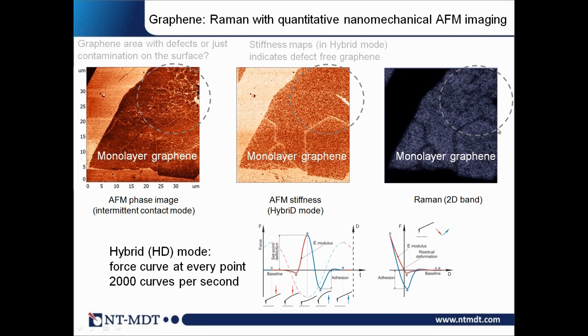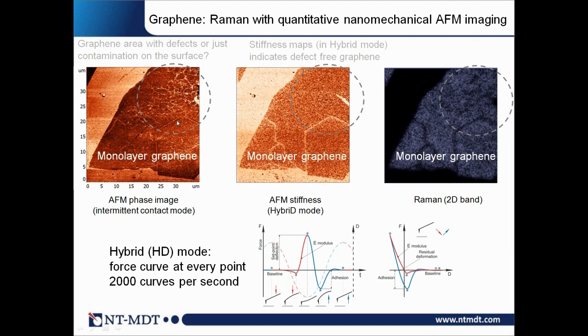On the right hand side you can see the Raman map, the 2D band map of the graphene monolayer on a gold substrate. From the shape of the Raman band, and from the intensity, we can judge that this is a single monolayer graphene. We can see in this circle some non-uniform distribution of the Raman intensity. We don't know whether it comes from the graphene defects or from some other reasons.